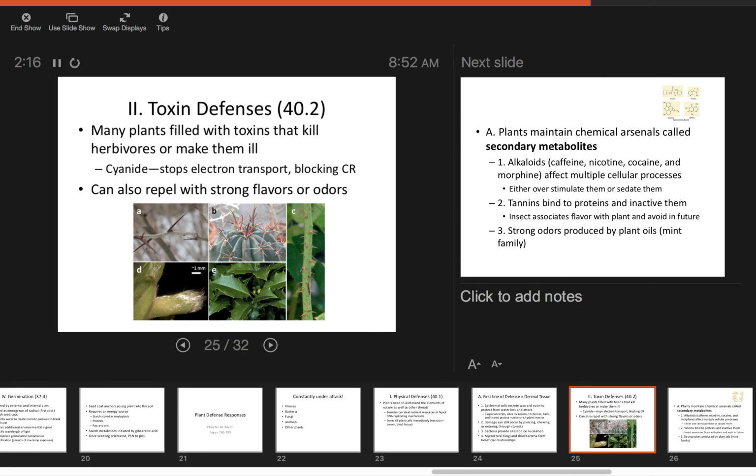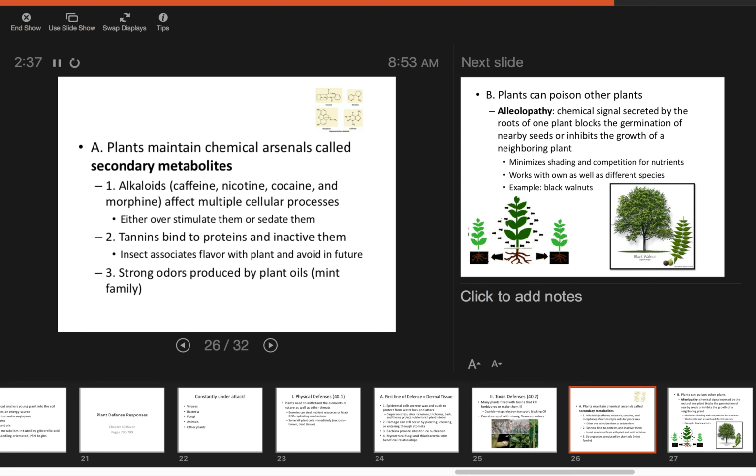Some plants have toxin defenses, so it can kill the herbivore or make them ill. Cyanide is made by a plant. It stops the electron transport chain, blocking cellular respiration because you can no longer make ATP. Some plants repel herbivores or predators using strong flavors or smells. So I'm going to talk about some of these chemical arsenals called secondary metabolites.